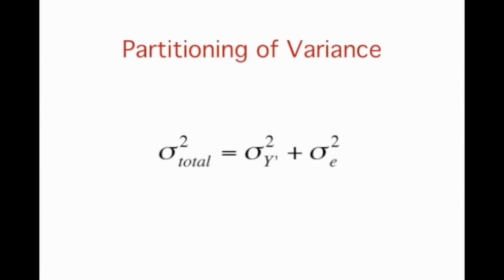Since the variance is computed by dividing the variation, also called the sum of squares, by N for a population, or N minus 1 for a sample, the relationships just spelled out in terms of variation also hold for variance. For example, the total variance is equal to the variance of Y prime plus the variance of the errors of prediction, Y minus Y prime. Similarly, r squared is the proportion of variance explained as well as the proportion of variation explained.